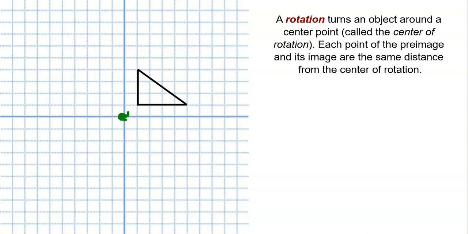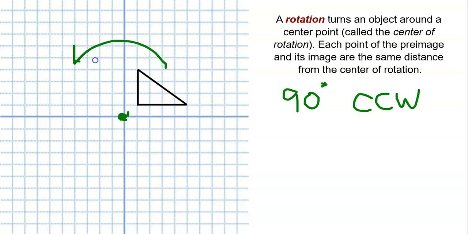for example, and we want to rotate 90 degrees counterclockwise, that means we want to rotate this object 90 degrees, circling towards the left when you're circling at the top of a circle. And we want each of our image points to be the same distance away from the center, which is the origin, as our pre-image points. So this is something that you can do visually.